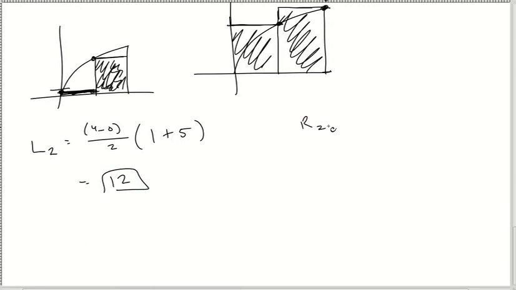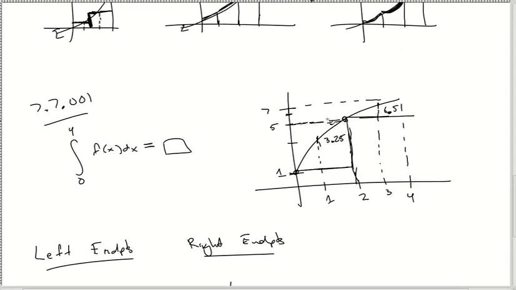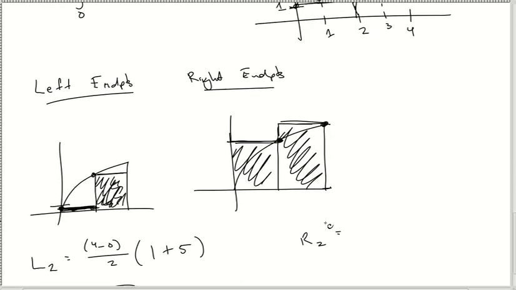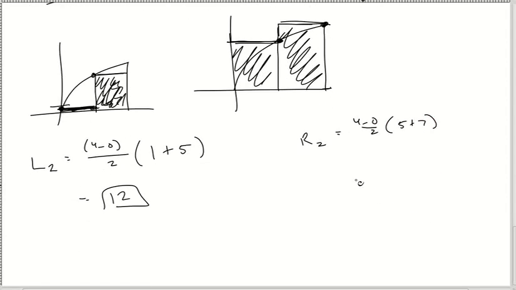For the right endpoints, again, we're going to start up here and go backwards in a way. So you can see the height here will be a 5, and the height over here will be a 7. Same kind of style, though. 4 minus 0 over 2, 5 plus 7. We got 12 times 2 is 24.